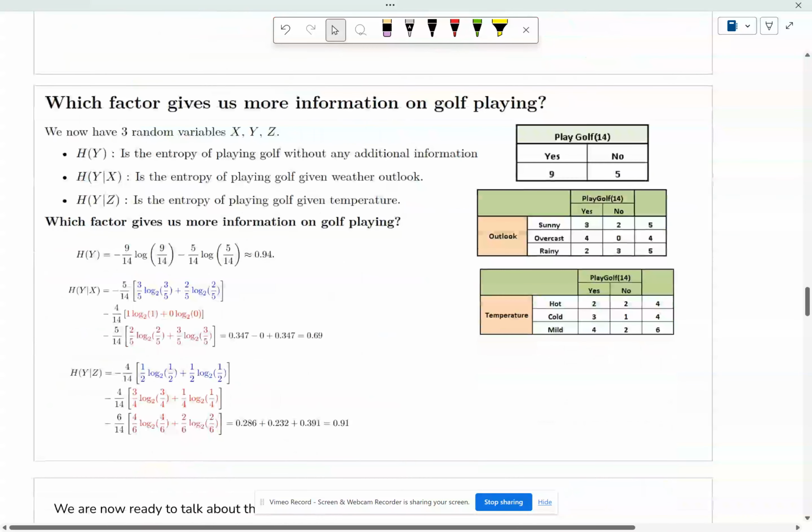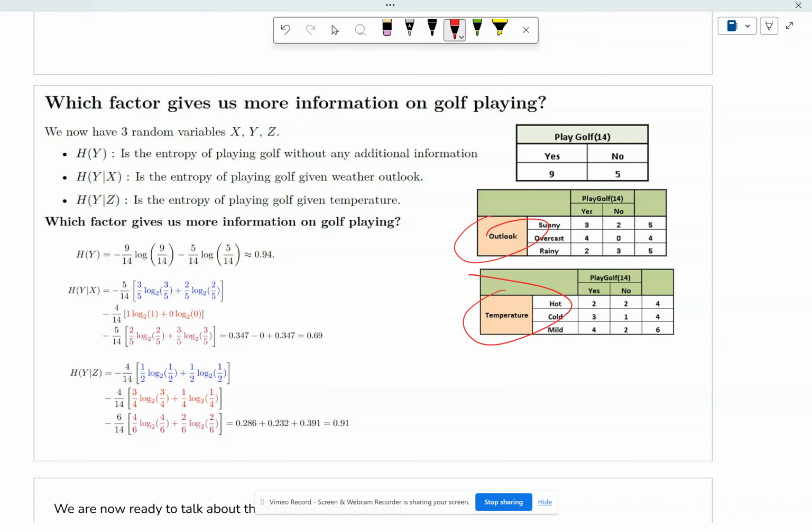So, which factor gives us more information on playing golf? Here it is. Which one gives us more? So now we can essentially calculate the original entropy. So this is Y, and then Y given X1, Y given X2.